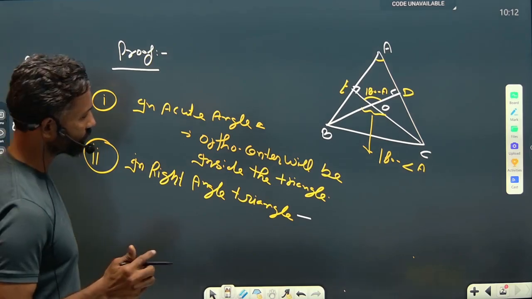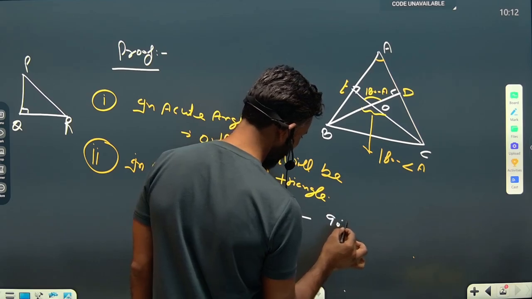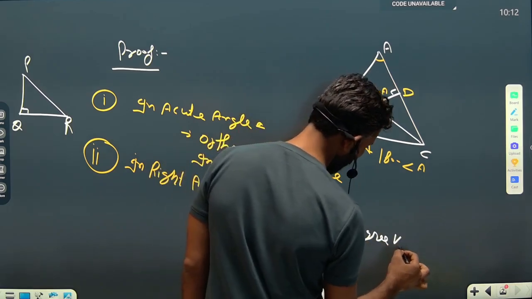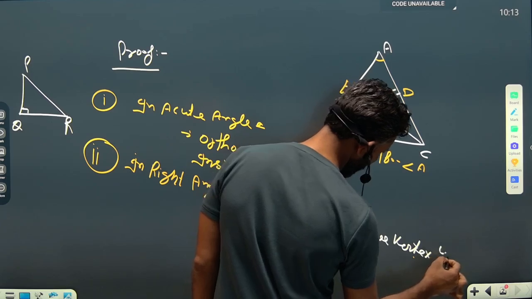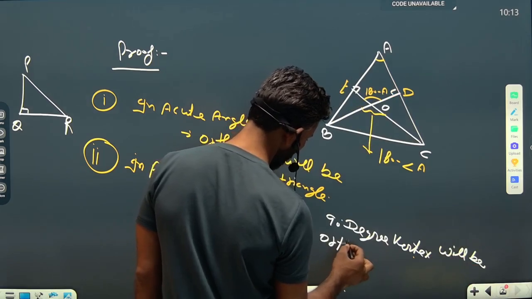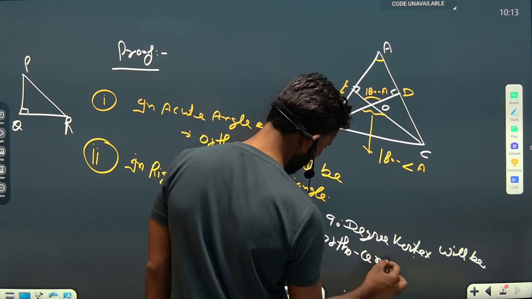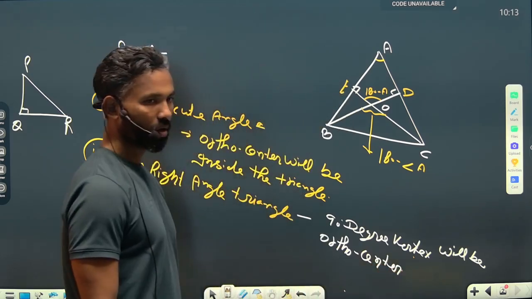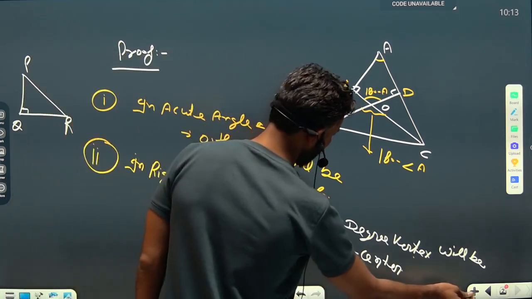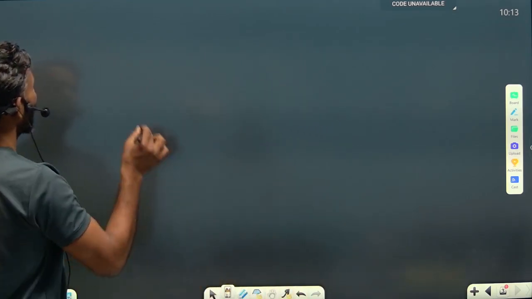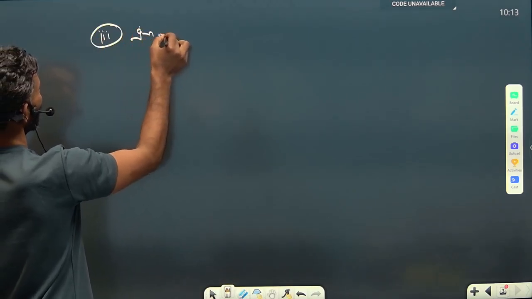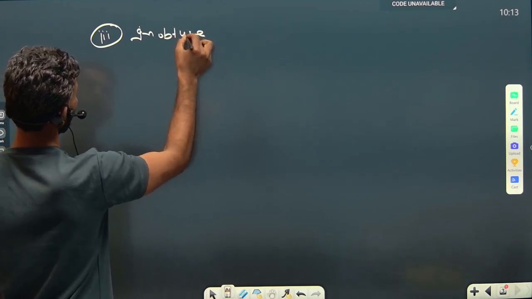So in a right angle triangle, the 90 degree vertex will be the orthocenter. This is the property which applies to a right angle triangle. Now we have to know about the obtuse angle triangle.